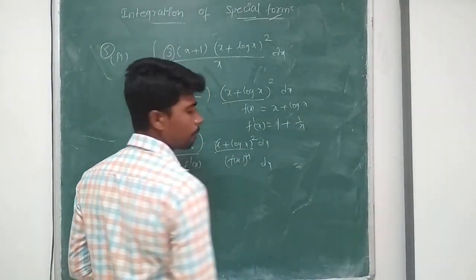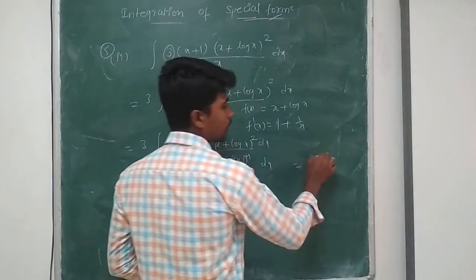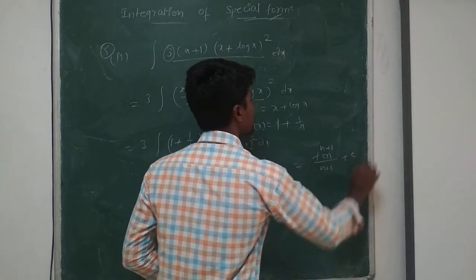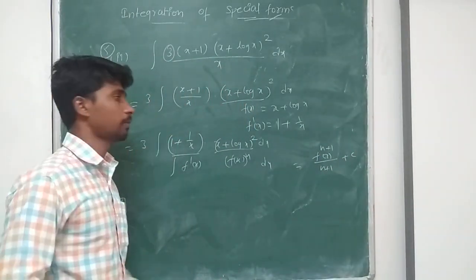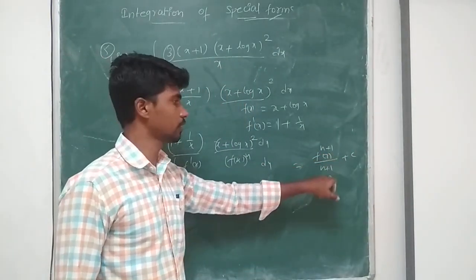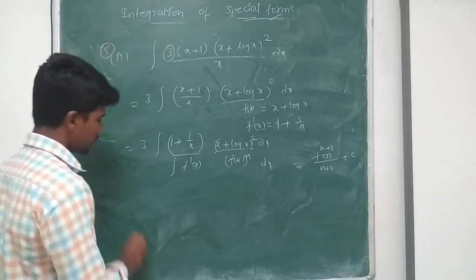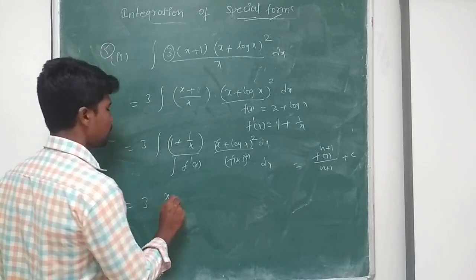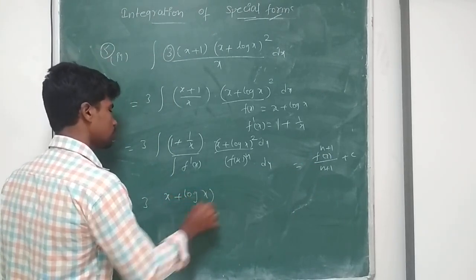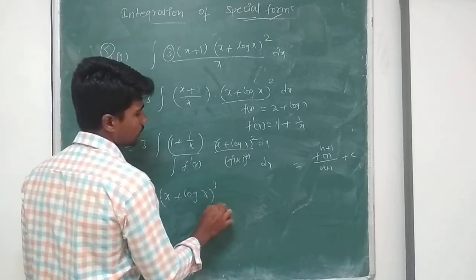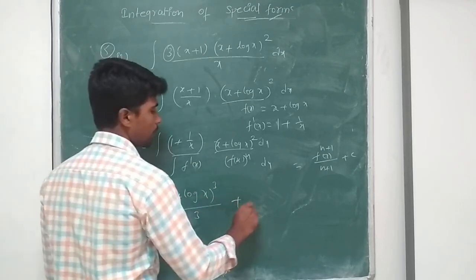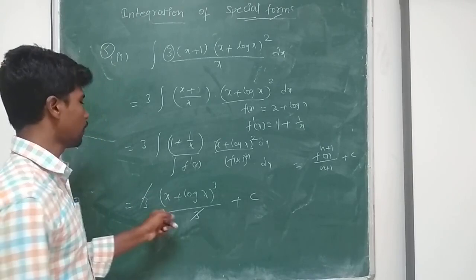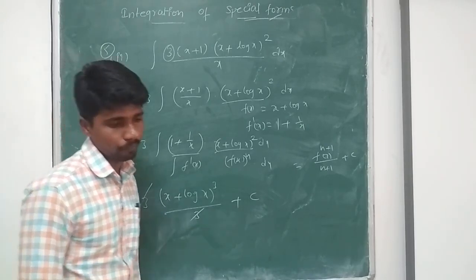So what is our formula? f power n plus 1 of x by n plus 1, plus c. f of x power n plus 1 can be written as f power n plus 1 of x by n plus 1. So what is our answer? 3 into our f of x, which is x plus log x power 2 plus 1, by 3, plus a constant c. And you can cancel 3 and 3. This is our final answer. Next.